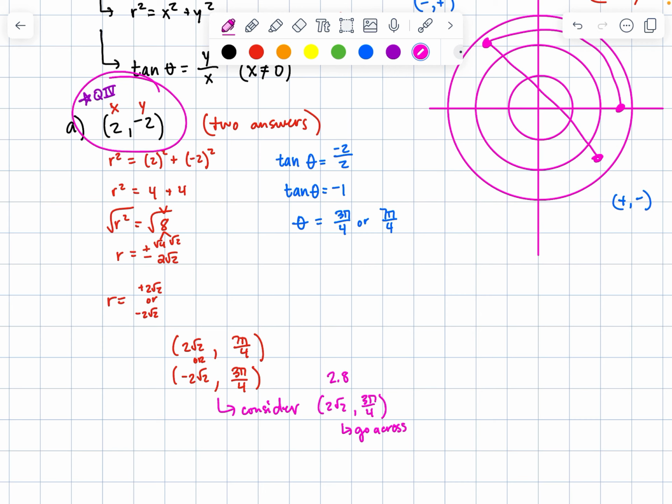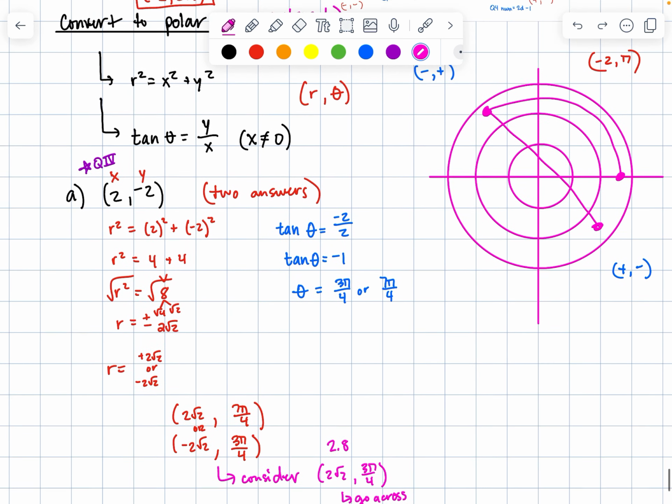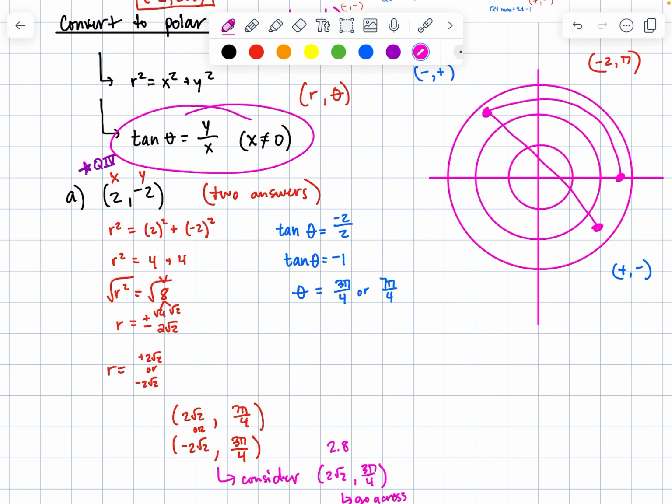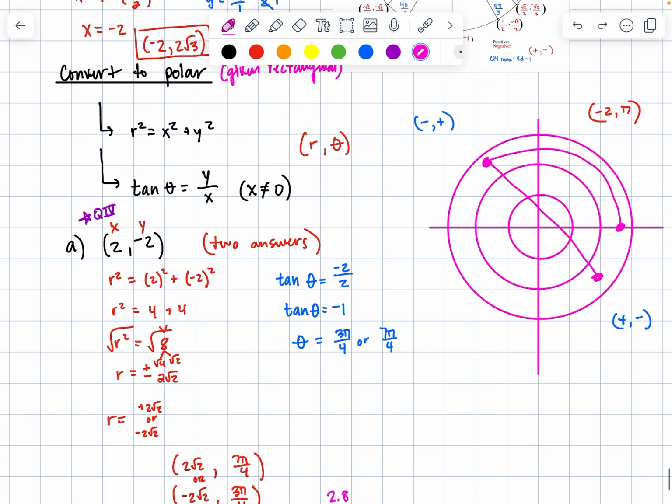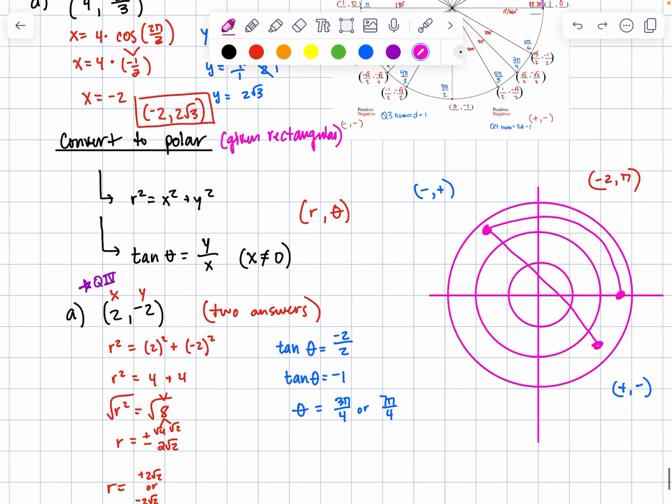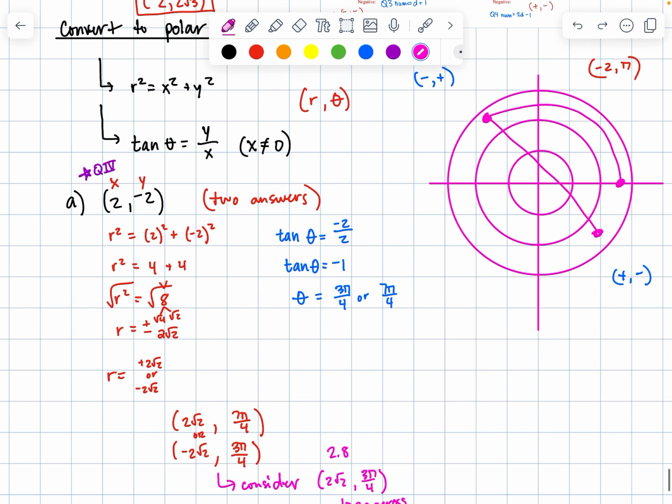So, knowing which quadrant you're working with is very, very important for these problems. Knowing your tangents is also very important for converting to polars. We'll have a lot of practice with this. So if you do have any questions on it, that's okay.